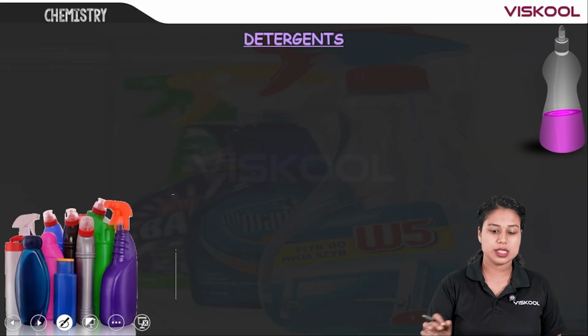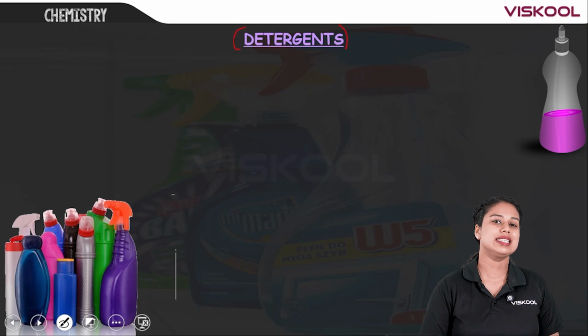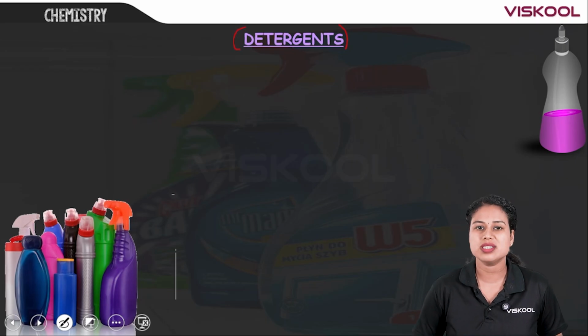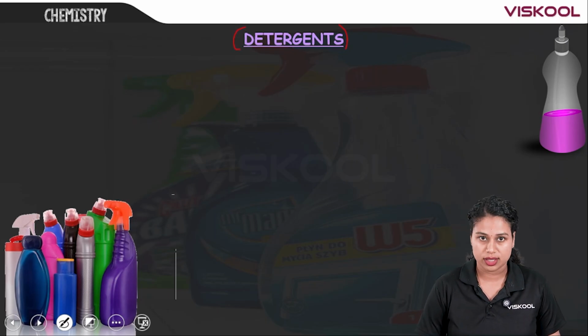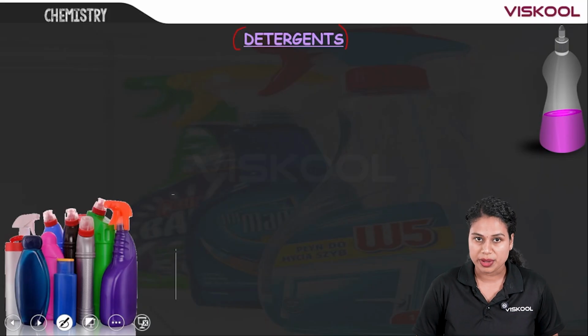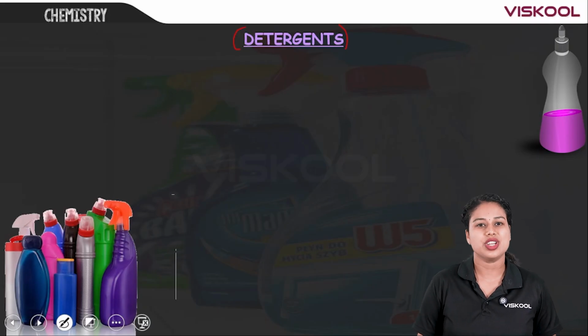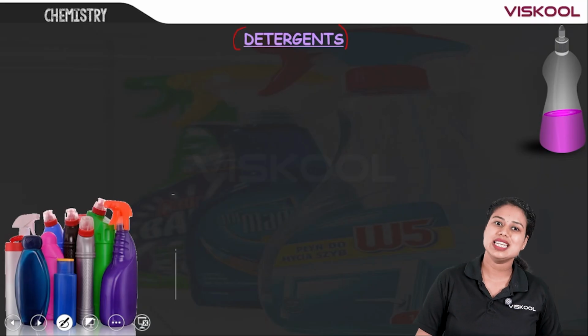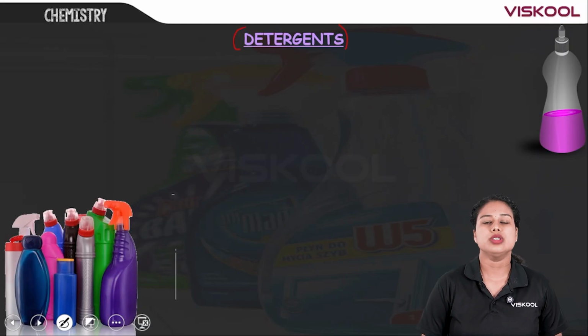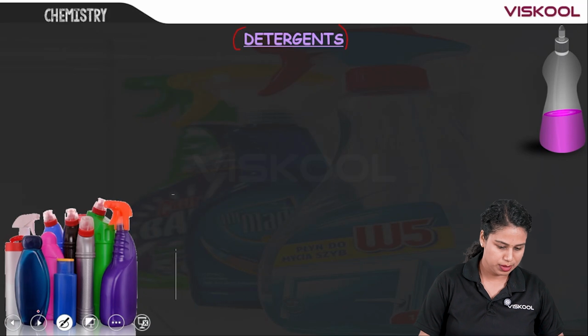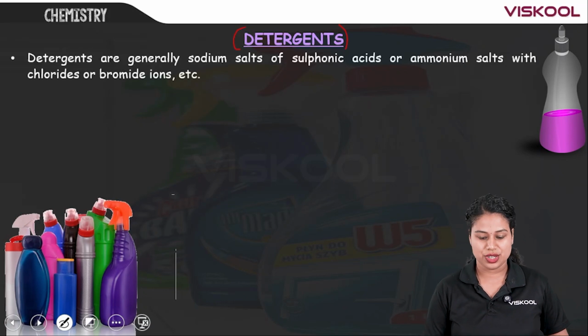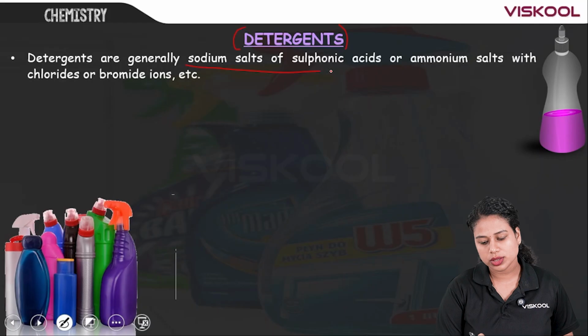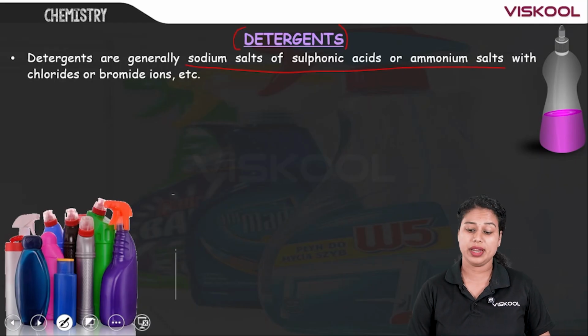Then we can solve this problem by using detergents. Soap is not very effective in hard water. It will result in scum formation, so our cleansing action cannot be performed very well. Because of this, instead of soap in hard water, we can use detergents. So what are detergents? Let me tell you. Detergents are generally sodium salts of sulfonic acid or ammonium salts.